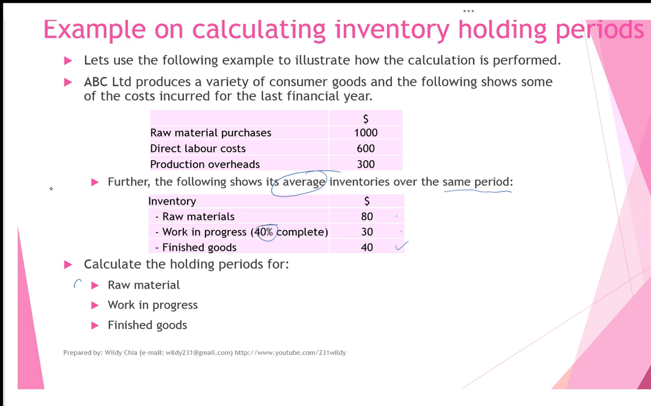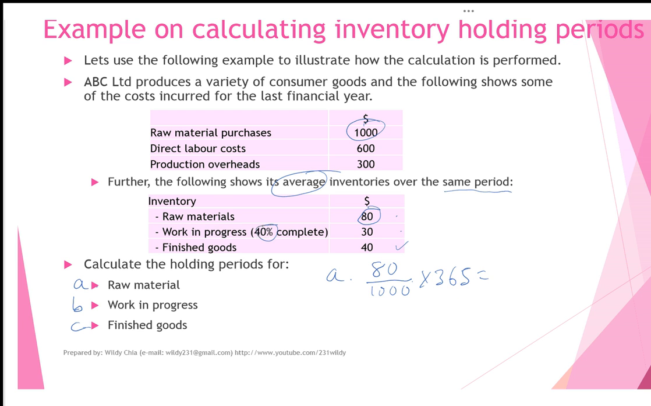So let's begin. I have A, B, and C, three different holding periods to calculate. Let's begin with the raw material holding period. According to the formula I've explained just now, this should be calculated by taking the raw material stock, divided by raw material purchases, multiplied by 365. I didn't mention whether to measure in days or weeks, but I assume that it's in days. If you want it in weeks, then just change this to 52. Then you get the answer in weeks.